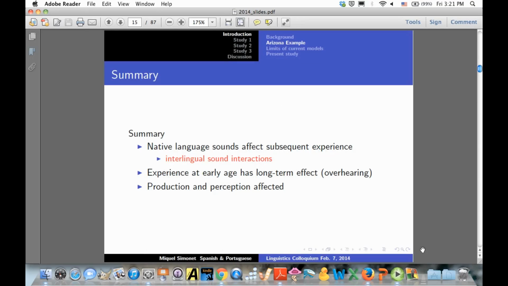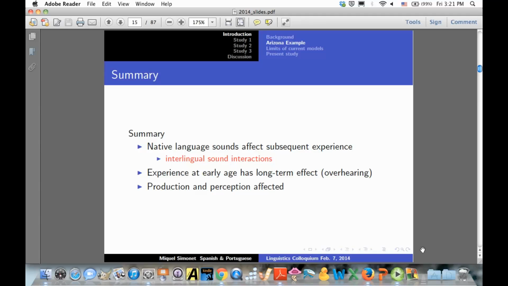And so what we've learned so far is that native language sounds affect subsequent experience. So we can talk about interlingual sound interactions. And to me, what's interesting about this research is that experience at a very early age has a long-term effect. Presumably, we could find that this is the explanation. There might be others. Even overhearing a language might have an effect on the other language, the one that becomes the dominant or only language. And that affects production and perception.